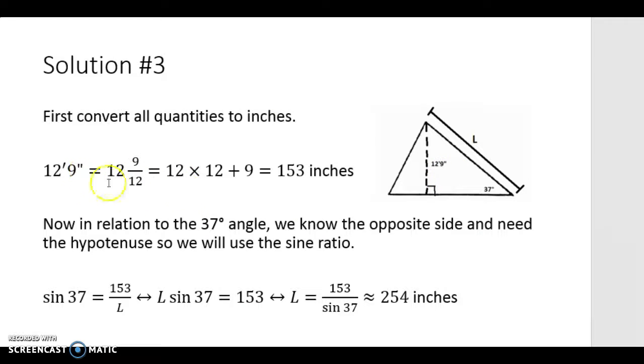Well, 12 feet is just 12 times 12, which is 144, plus the 9. It's going to give us 153 inches. So we're going to convert this one to inches. And then we just plug all our values in. So the sine of 37 degrees is opposite over hypotenuse, which is 153 over L. Multiply both sides by L, and then divide both sides by the sine of 37. Put it in your calculator, and you should get about 254 inches.